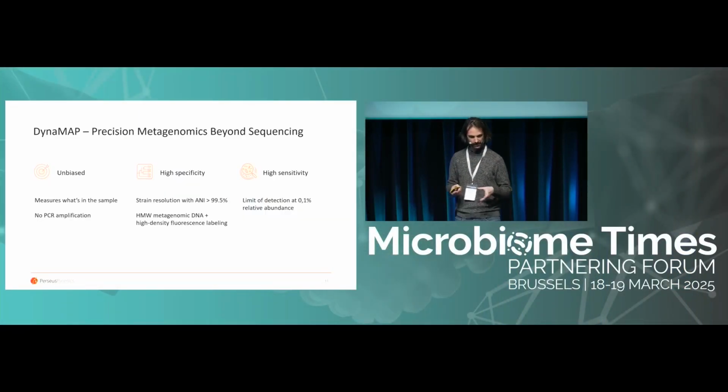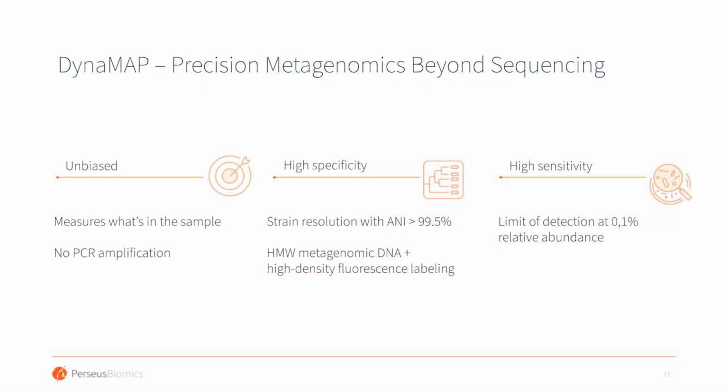So to summarize these results so far, what we've developed with DynaMAP, with this precision metagenomics method that goes beyond sequencing, is a method that has much less sources of bias than the standard sequencing methods, because there's no library prep, there's no PCR amplification, and there's no sequencing by synthesis. So we skip all of those potential sources of bias.